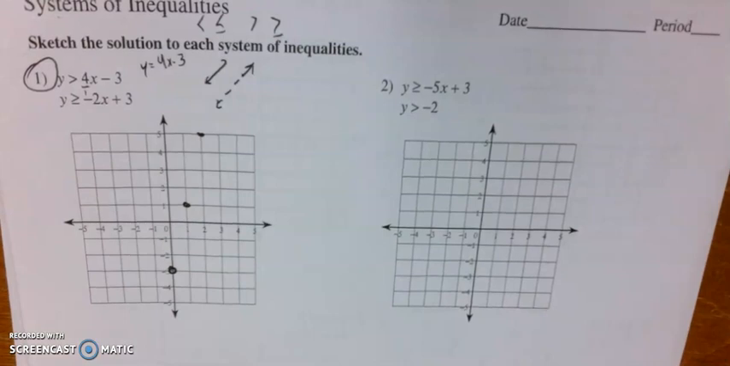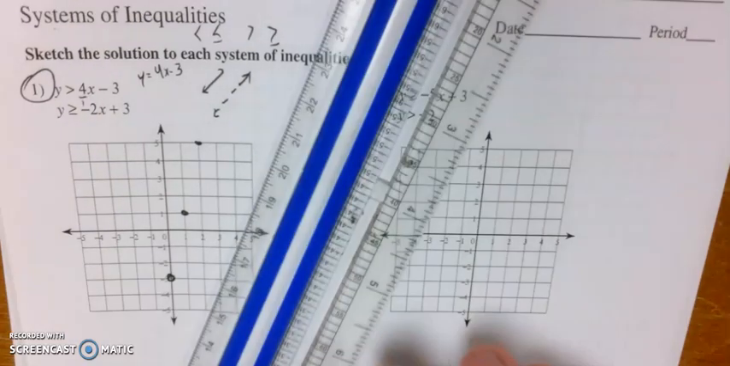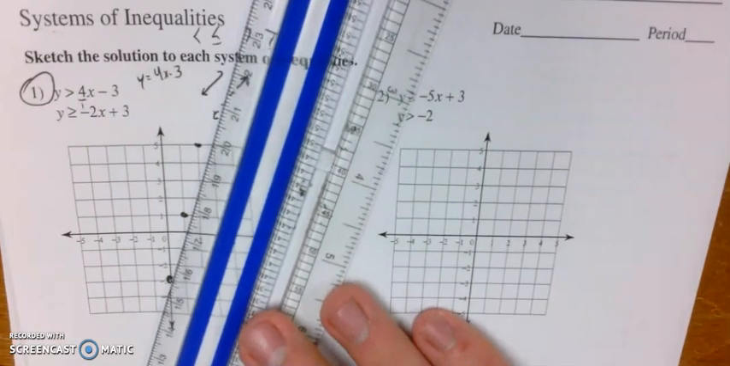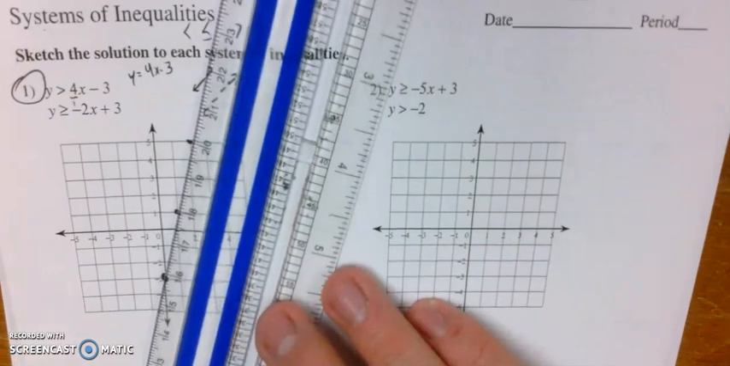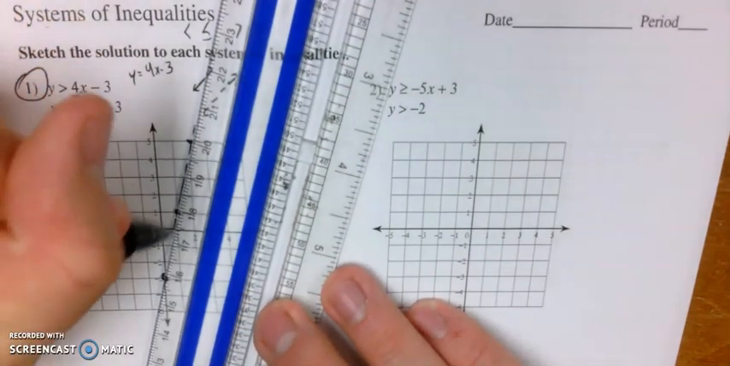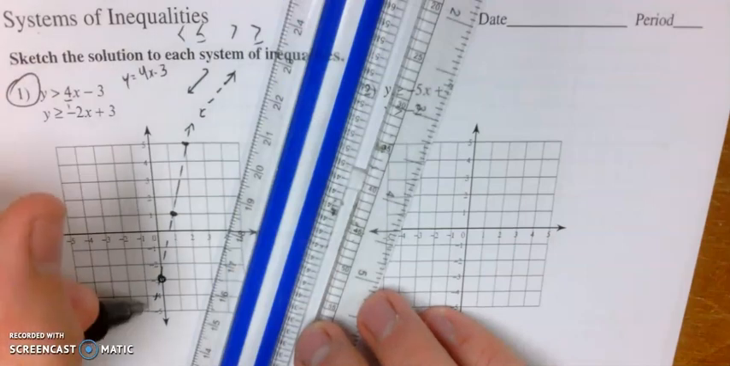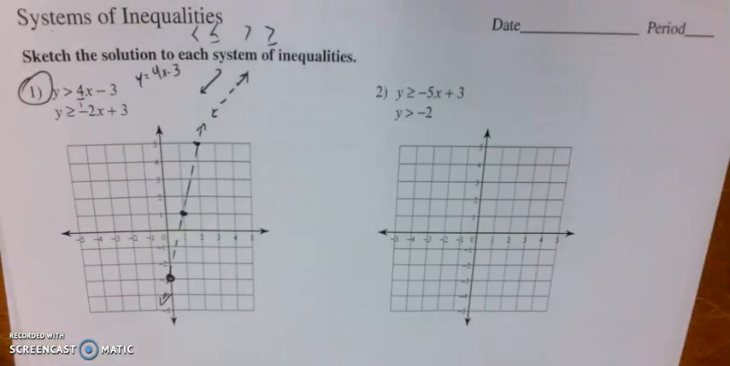Now, since it is a plain old greater than symbol, it doesn't have the underline piece there. I'm going to use a dotted line to connect those. So I'm using a straight edge here. If you guys have like an ID or something, you can use that. Works perfectly fine. All right, then I need to get to shading.